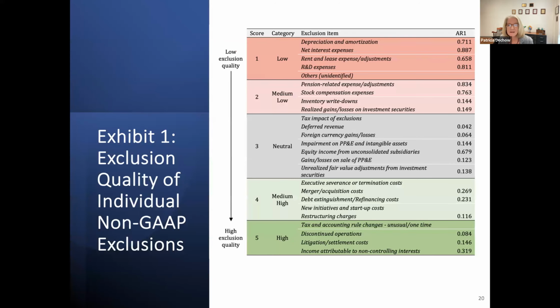So we come up with this scoring system that you see on this slide, where we rank certain things as low quality, such as depreciation and amortization. And then we move down to high quality, which includes accounting rule changes, discontinued operations, litigation charges, and things like that.